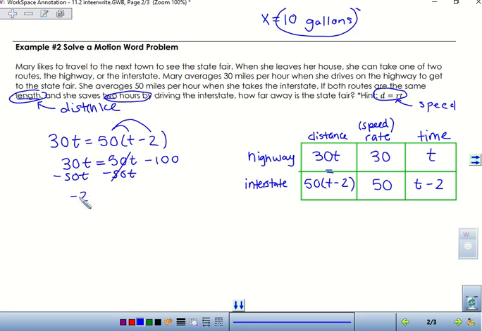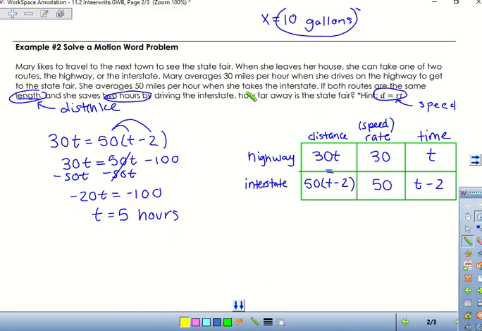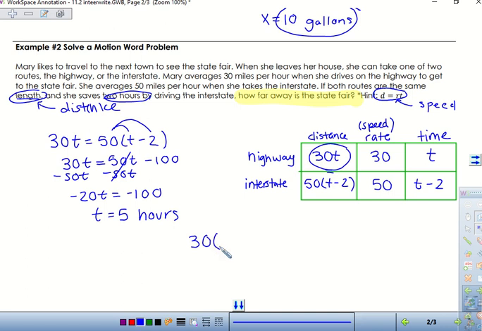So we get negative 20t equals negative 100, which means t equals what? 5. Good. 5 hours, because it's in hours. But the question didn't ask about how long it took. The question asked how far away is the state fair. So far away, which one of these represents that? Distance. How can we now find the distance? Plug in 5 for t and we get 150 miles. Now, would it matter if I had chosen to instead plug it into this formula? No, because they're what? The same distance.